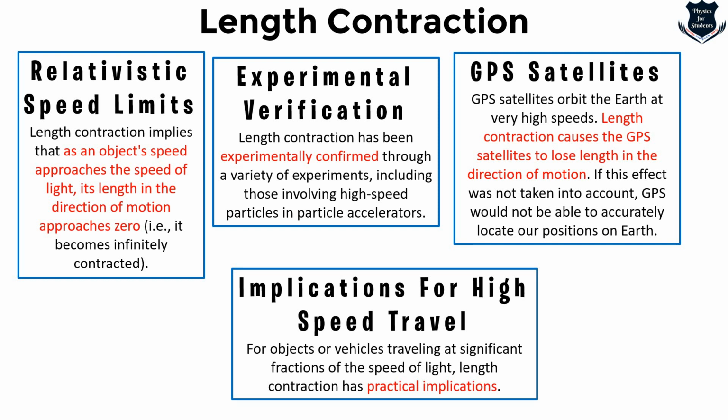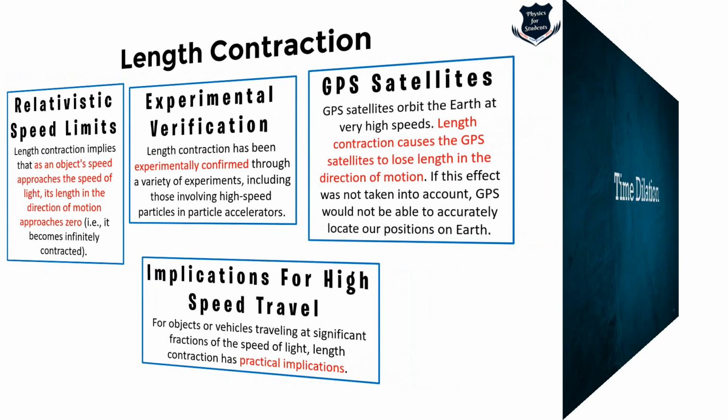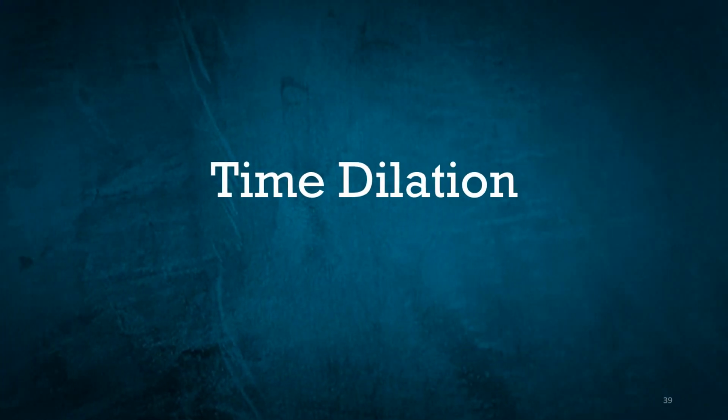And the last one: for objects and vehicles traveling at significant fractions of the speed of light, length contraction has practical implications. Spacecraft, for example, would experience length contraction as they approach relativistic speeds, affecting the physical dimensions of the spacecraft and the distance between the objects on board. So these are very important implications to understand how things are affected, and how length contraction helps us understand physics better. Length contraction is also related to something very important called time dilation. Let us look quickly at a very simple equation which will explore time dilation, coming in the next part of the video.